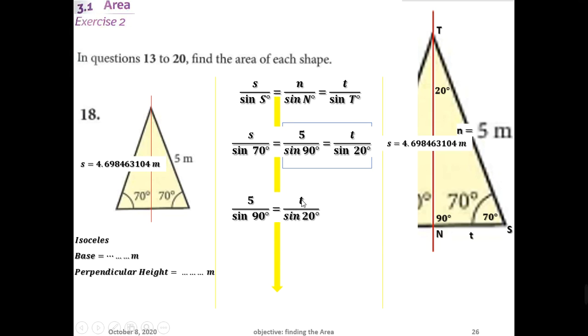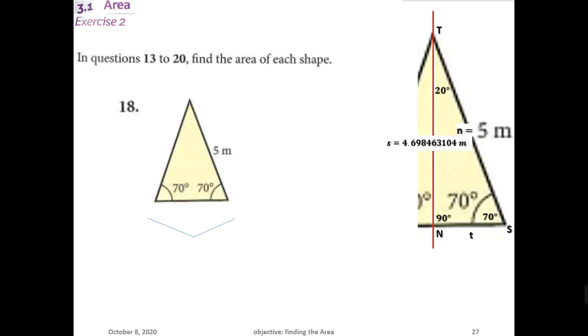What is the T multiplied by? It's multiplied by sine of 90. So sine of 90 goes down as the denominator, and what goes up? 5 and sine of 20 multiplied by each other as numerators. So if you insert this in the calculator, T will come down to 1.71 meter, and this is correct to 3 significant figures.